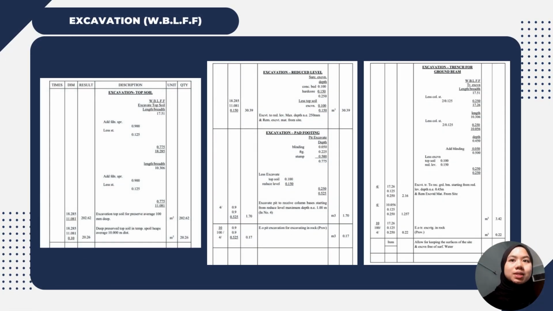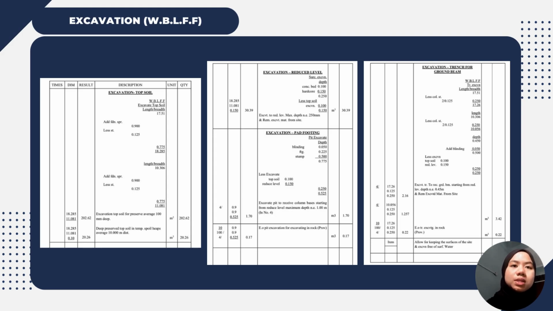We go to the calculation of taking off. The taking off will be calculated in six elements, which are excavation work below lowest floor excavation, blinding and concrete, formwork, steel reinforcement, hardcore and DPM, and lastly roofing. Okay, we go to the excavation.